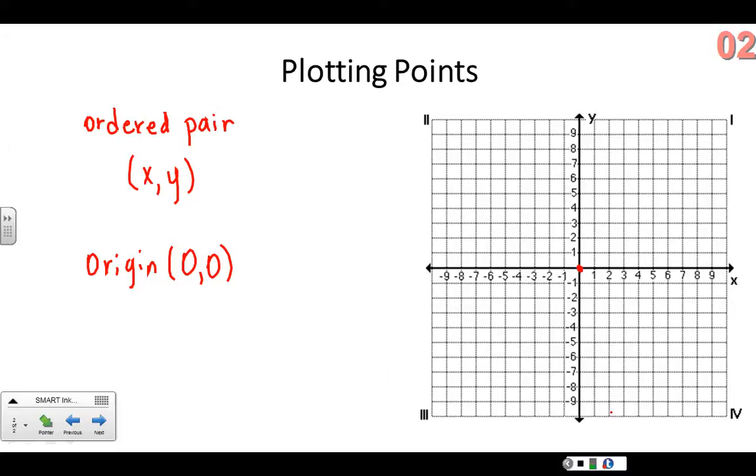So if I were going to plot the point, for example, 4, -3, starting at the origin, and you can just watch the bouncing ball here, positive 4 on the x, so I would go 4 over to the right. Then -3, so that second number represents your y value, so you're going to go down because it's negative. -3, so the point 4, -3 would be right there.